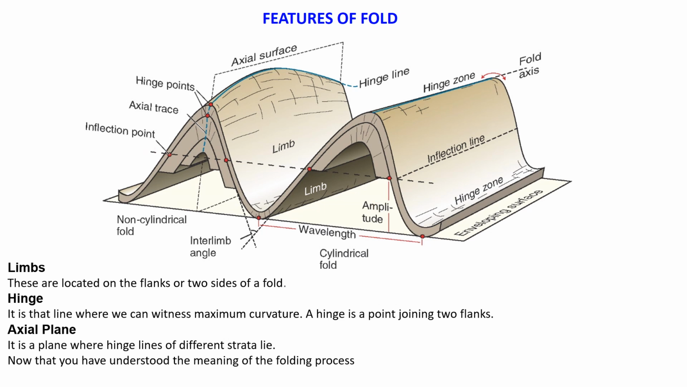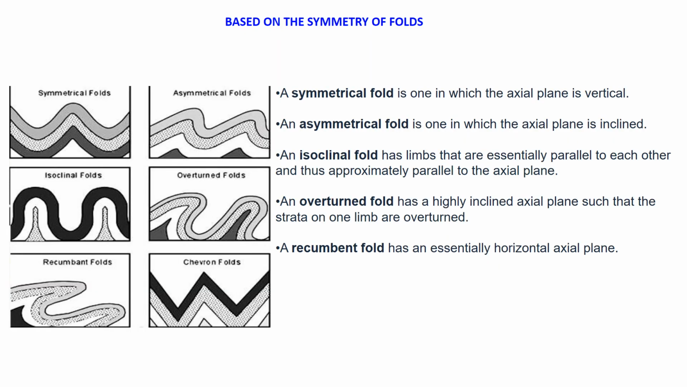So if you know the basic wave mechanism, you can relate it to the features of a fold in a 3D structure, so you can easily understand how folds form. When we are talking about the symmetry of the fold, there are different types of fold, symmetrical and asymmetrical. In a symmetrical fold, the axial plane is vertical, whereas in an asymmetrical fold, the axial plane is inclined. For an isoclinal fold, the limbs are parallel to each other, and they are also parallel to the axial plane.